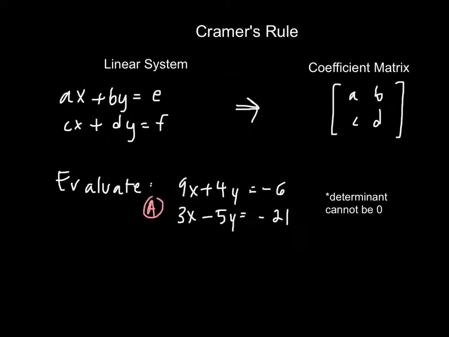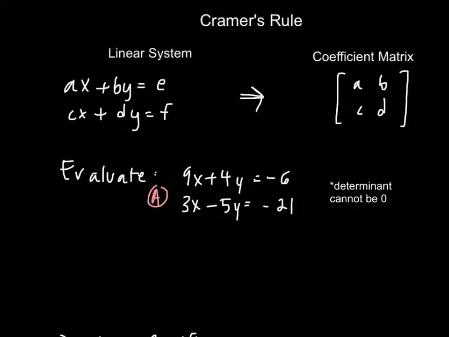So the second part of this section deals with Cramer's rule, which is a way to solve a linear system by applying it to a matrix. As you can see, we've taken the coefficients, the A, B, C, D, E, and F, and applied A, B, C, and D to the coefficient matrix. So we move from the linear system to the coefficient matrix. For example, we will be told to evaluate this system for a solution. The first step is to write this in a matrix.